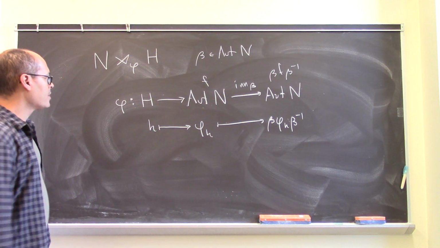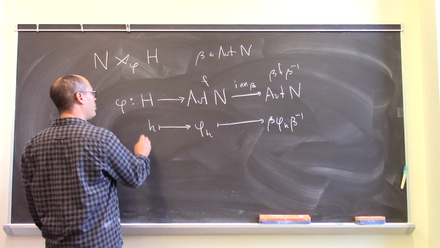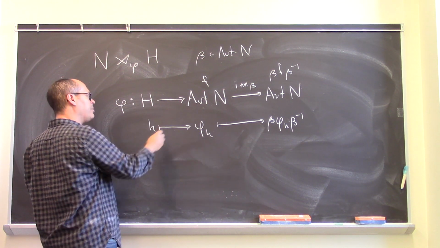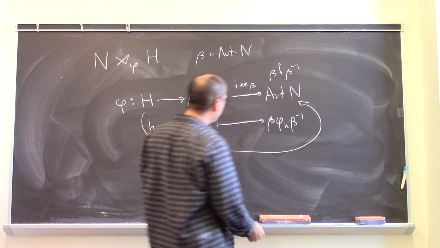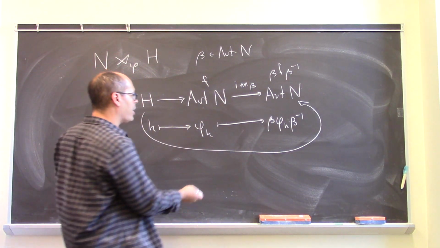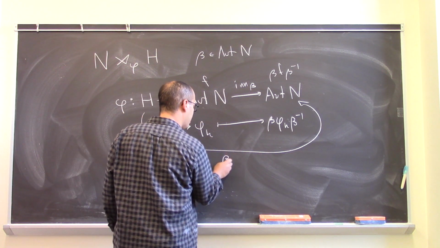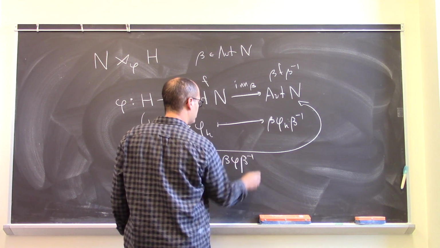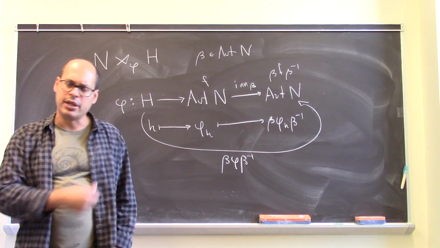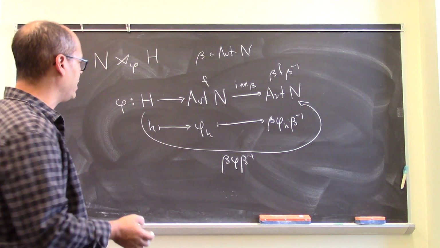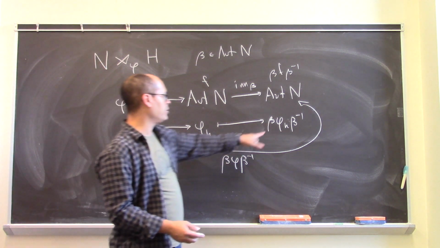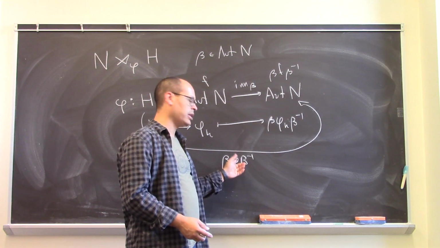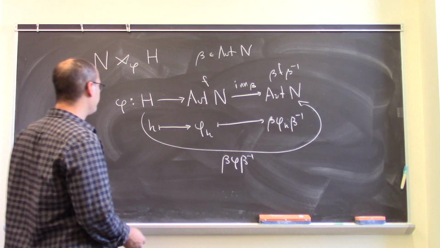Okay, so doing this composition, we get a new map from H to Aut N. And that new map we perhaps can poetically refer to as beta phi beta inverse. So we're modifying our original phi by conjugating it, if you will, by a beta. By which we really mean just the map that takes h to beta phi_h beta inverse. So that's how this symbol is to be interpreted.